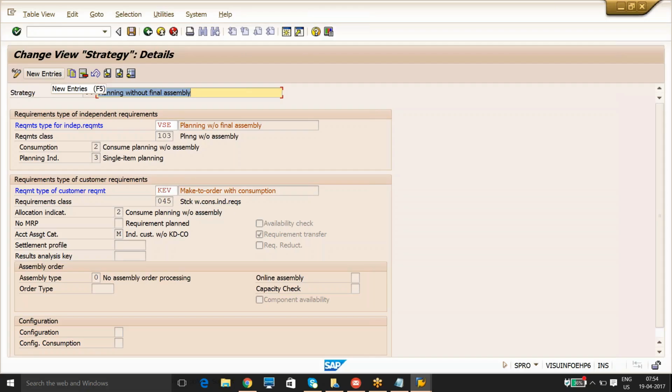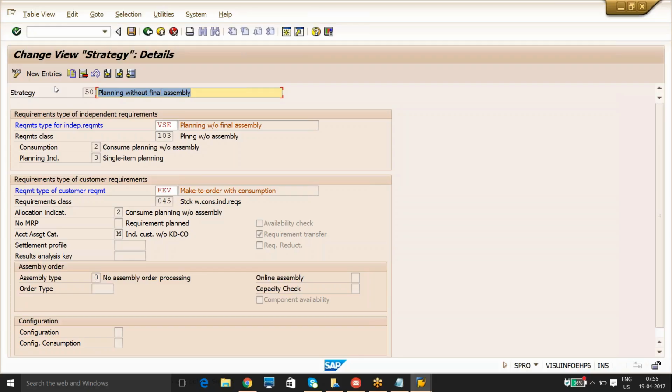So are you trying to understand the difference between the two different strategies, 40 and 50, planning without final assembly and planning with final assembly? When I say planning with final assembly, my final assembly will only start when I have all my assemblies ready. If they are not ready, my assembly cannot happen. But would GATP bother or not, if the material is not relevant for GATP planning, the assembly product? That's what I'm saying.